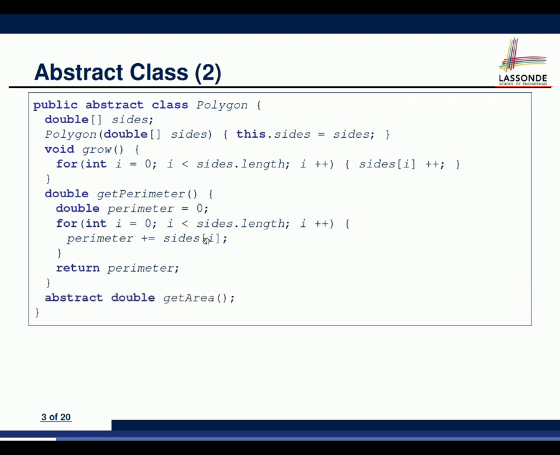Now, here comes the interesting thing. You can see for this method here, what do we put here? We simply say abstract, keyword, double, return type, and get area. You can see there's no curly brackets over here, right? Immediately after the method name and the parameter list, which is empty in this case, we just put a semicolon.